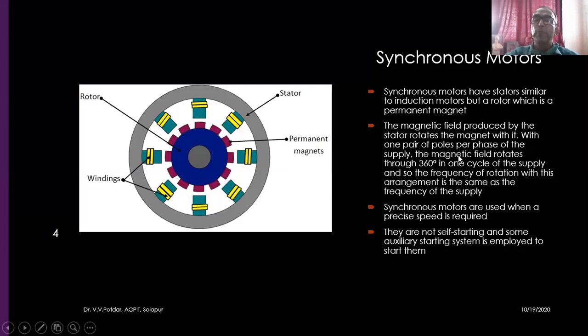With one pair of poles per phase of the supply, the magnetic field rotates through 360° in one cycle of the supply. And so the frequency of rotation with this arrangement is the same as the frequency of the supply. The synchronous motors are used when a precise speed control is required. They are not self-starting, and some auxiliary starting system is employed to start them. So this is the principle of the synchronous motor.